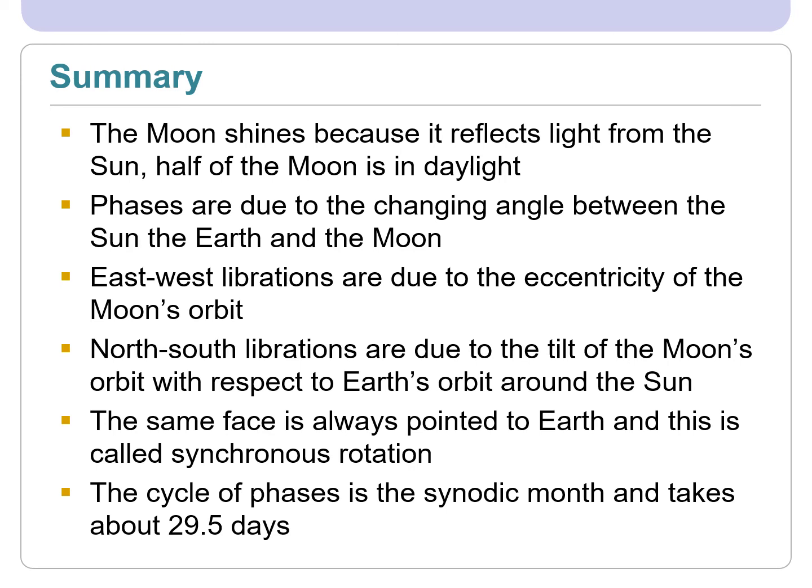In summary, the moon shines because it reflects light from the sun. Half of the moon is in daylight. Phases are due to the changing angle between the sun, the Earth, and the moon. East-west librations are due to the eccentricity of the moon's orbit. North-south librations are due to the tilt of the moon's orbit with respect to the Earth's orbit around the sun.